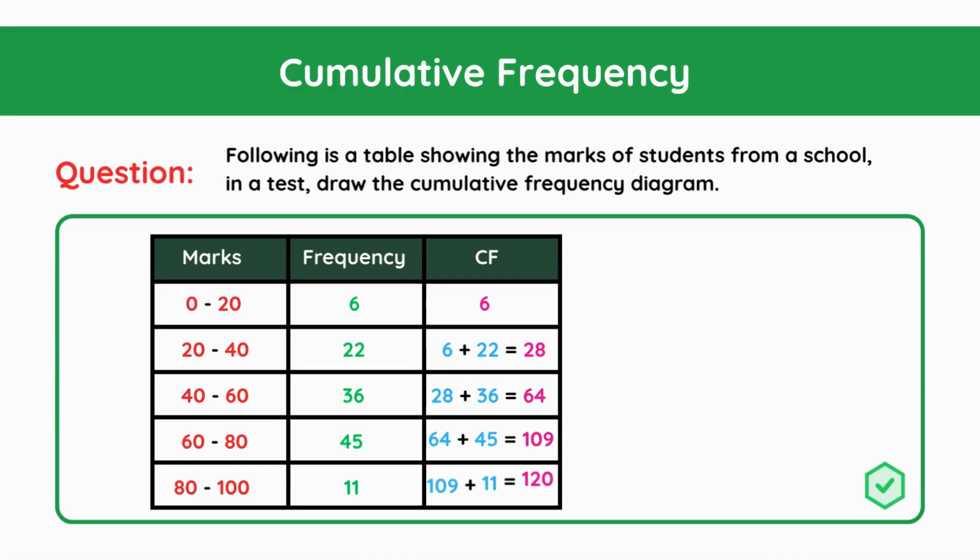And finally, 109 plus 11 is 120. So our cumulative frequencies are 6, 28, 64, 109 and 120. And that last value, 120, is the total number of students. So we know the table is correct.